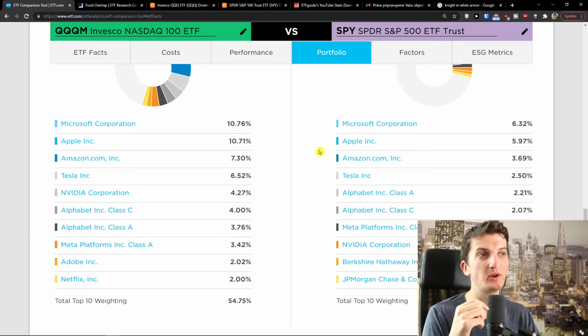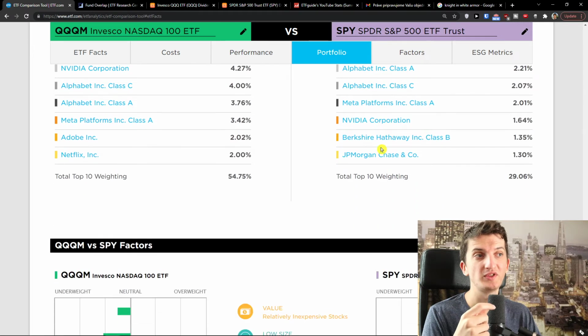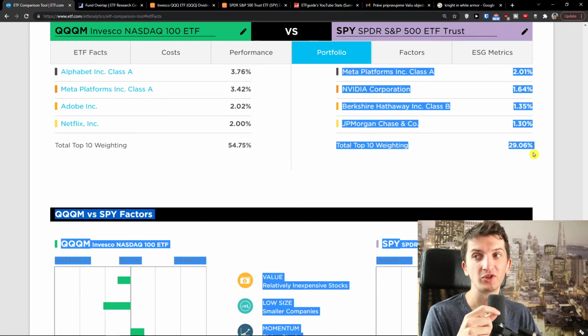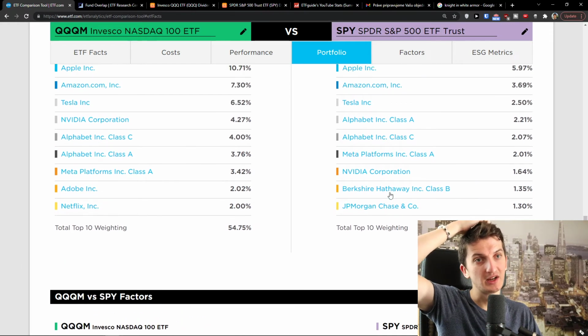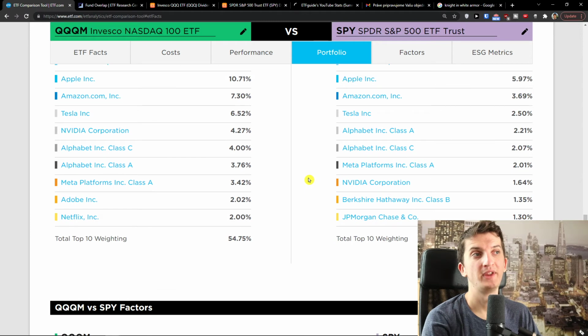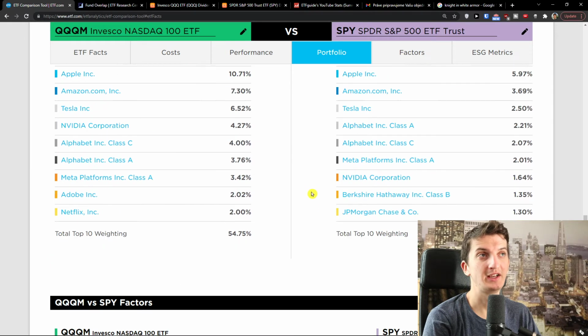On the other hand, when you come to the top of SPY, it's really similar. You see Microsoft Corporation, Apple, Amazon, Tesla, Alphabet, Nvidia, but the total top weighting is much, much lower. It's nearly half of the total top weighting of QQQM. So it's much more diversified with a lower expense ratio.